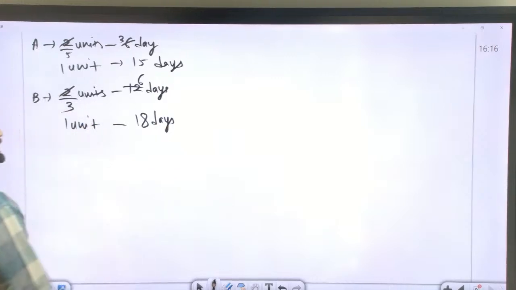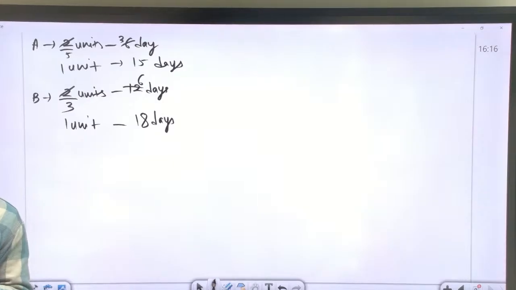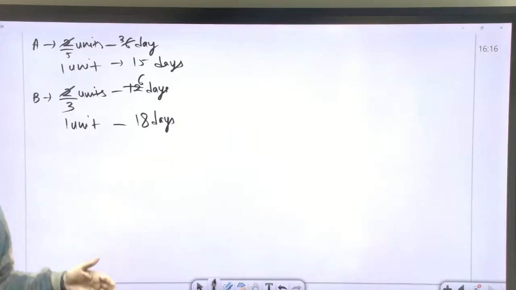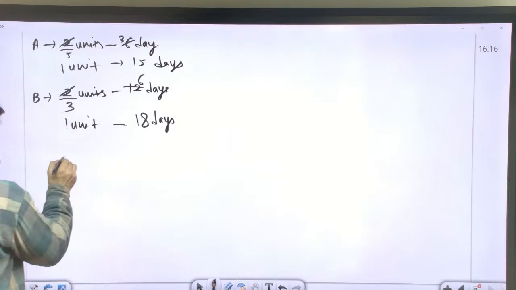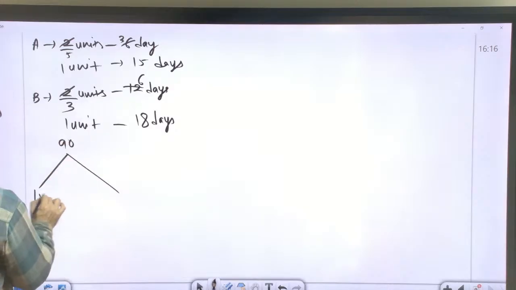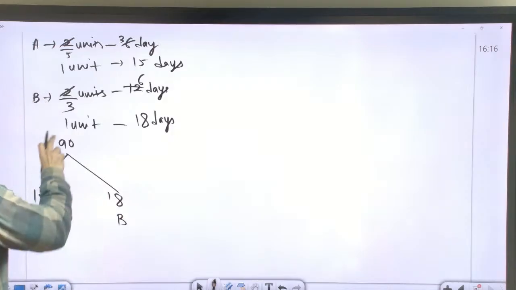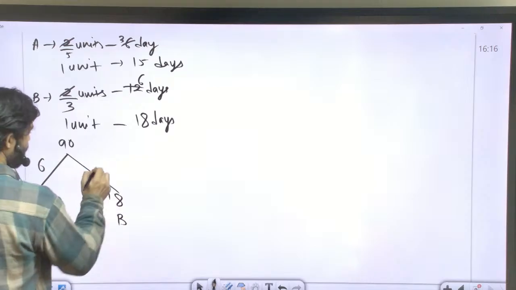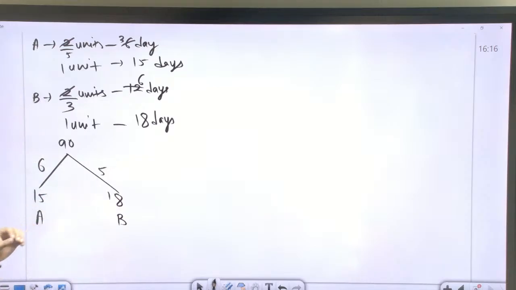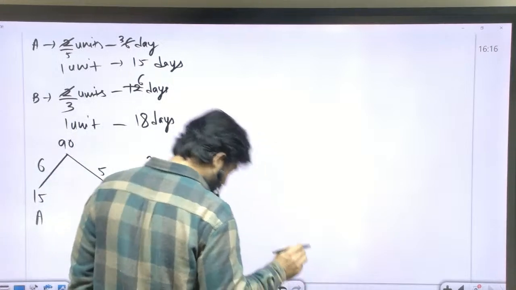Now we have the same thing that A does a work in 15 days and B does the same work in 18 days. Let's find out the efficiency of them. So the LCM is 90. So the efficiency of A is 6 and B is 5. And together they worked for 6 days. So let's find out the work done by them in 6 days.